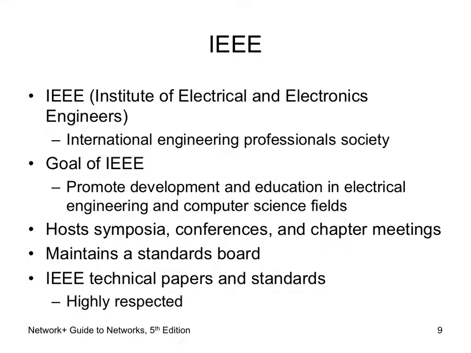It could be on how fast you can subnet a network, whatever networking they choose to do. And so the goal of the IEEE is development and education in the electrical engineering and computer science fields. They want to educate students and non-students alike on the benefits and the guidelines of networking. So they host symposiums, conferences, chapter meetings.